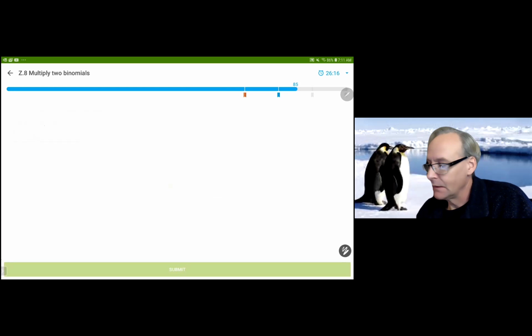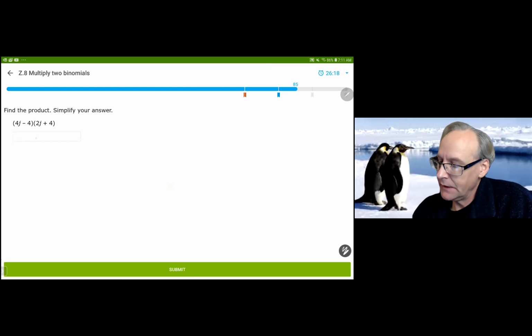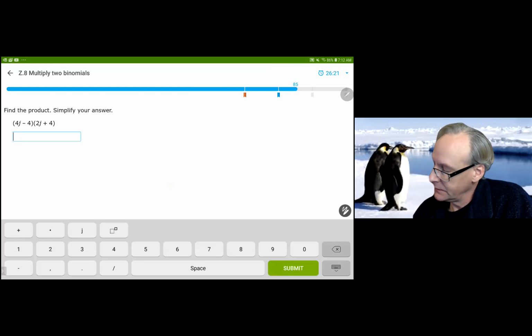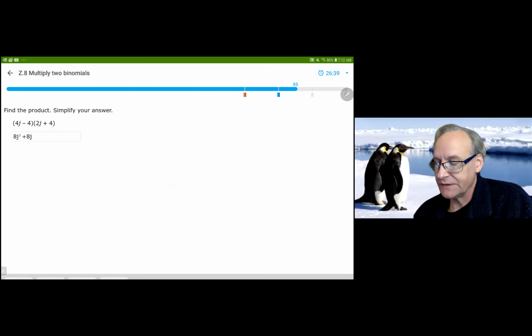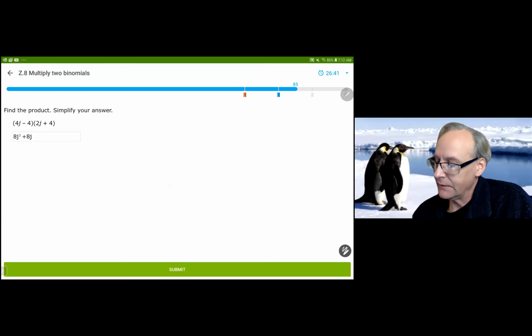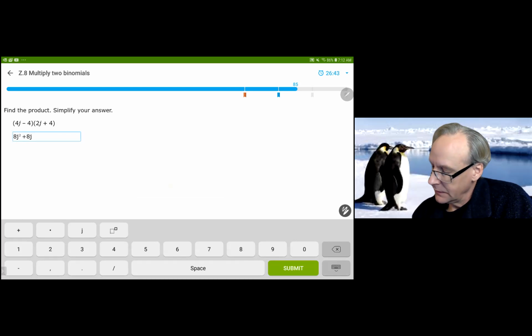That easy. Could it be this easy? 8j squared. 4j times 2j is 8j squared. Now we've got to do our middle pair. Negative 8j plus 16j is plus 8j, isn't it? You see, I have a minus 8 and a plus 16, and then I still have minus 16 for my lasts.